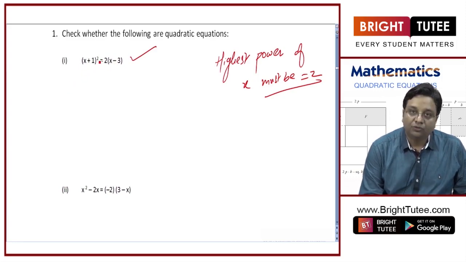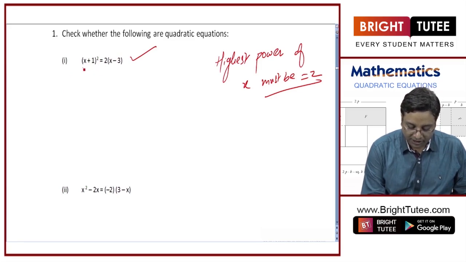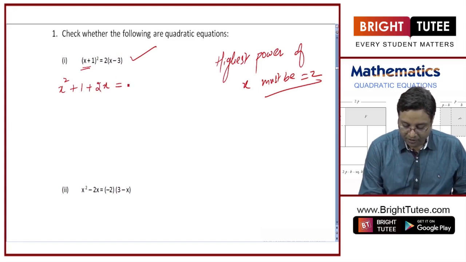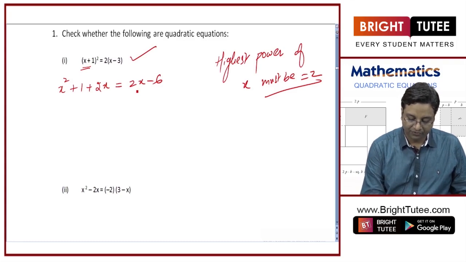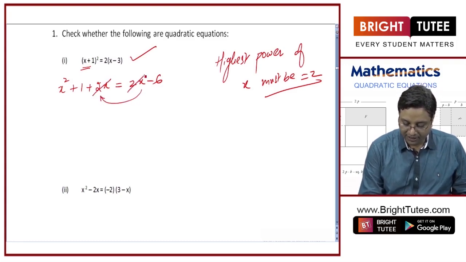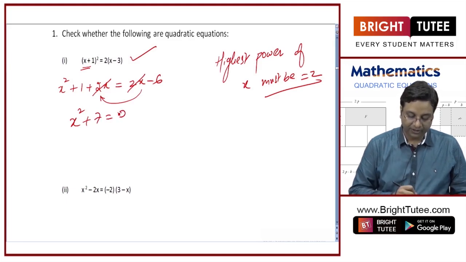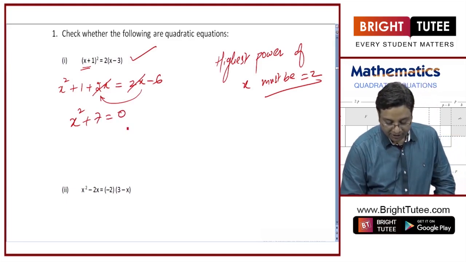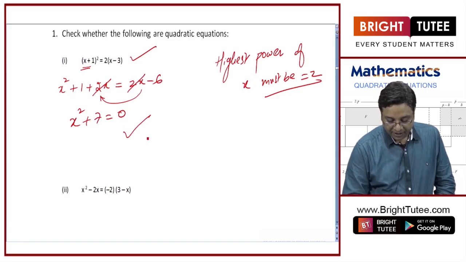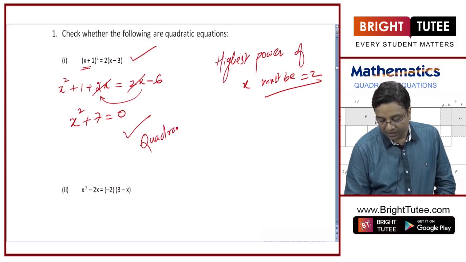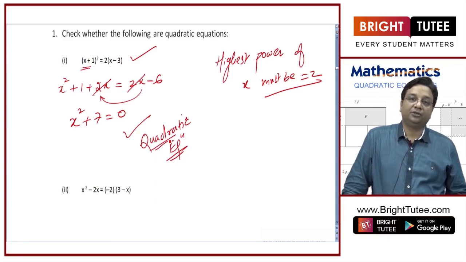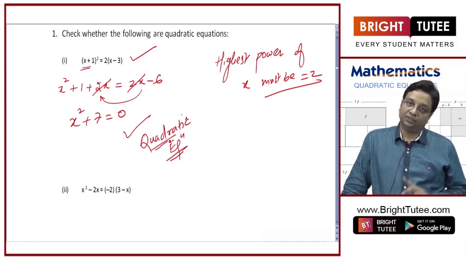Let us bring all the terms on one side, so it will be clear to you. So let's solve the left hand side. It will be a square plus b square plus 2ab equal to 2x minus 6. So if I bring these terms on this side, 2x will get cancelled anyway. 6 will become x square minus 6 will come here as plus 6. So plus 7 equal to 0. Right? So yes, this is a quadratic equation. Why is it a quadratic equation? Because the highest power of x is 2.